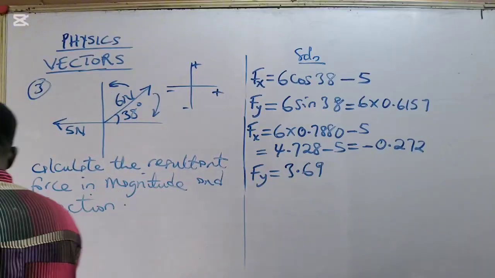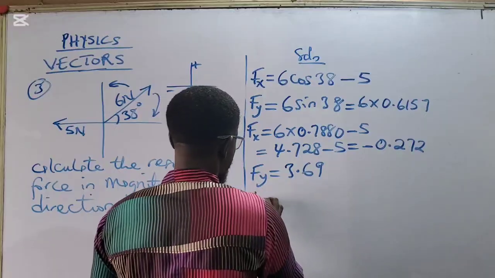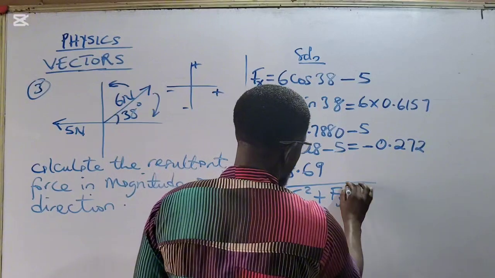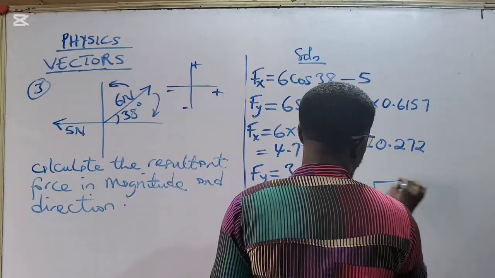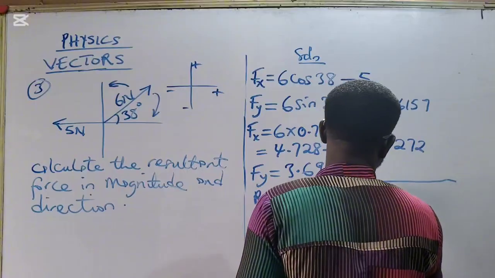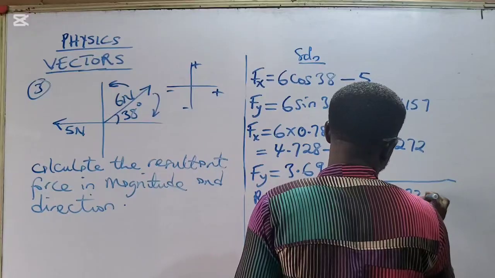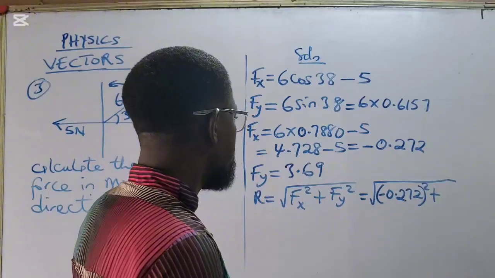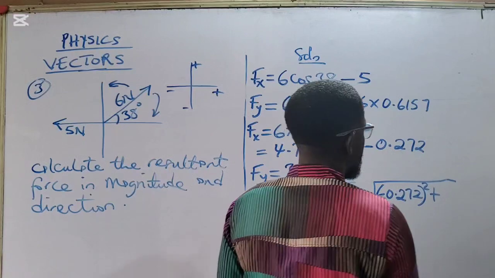Okay, now we have the value of Fy and Fx. I'll get a resultant, which should be the square root of Fx squared plus Fy squared. You can omit the negative sign, because it's going to arrive at the same answer: the square of the minus sign will become plus.